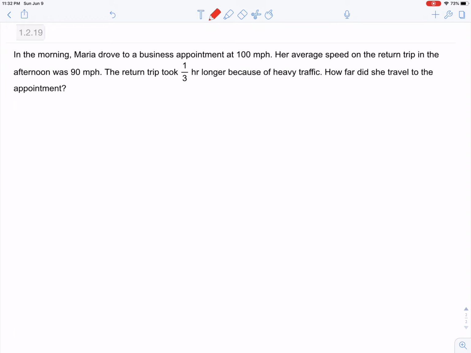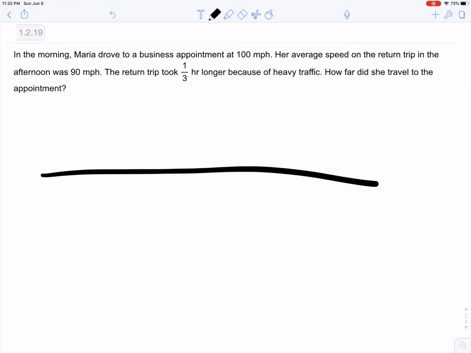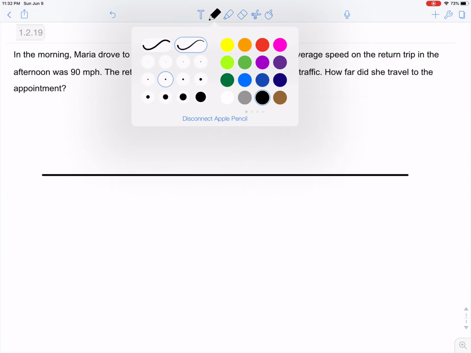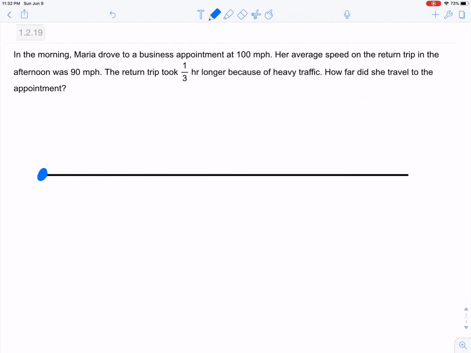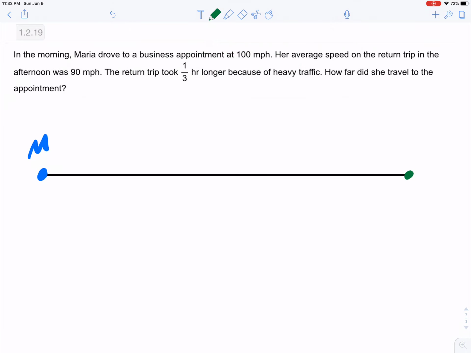Okay, so something like this. Let's start by drawing a picture. So here's Maria, the road. Let's see, it's kind of crooked. Let's go like this. So here's the road that Maria is going to travel, right? I'm just going to choose a color. So here's Maria. We'll just say M for Maria. And she's going to some appointment. We're going to make it green. This is her appointment, her destination, right?